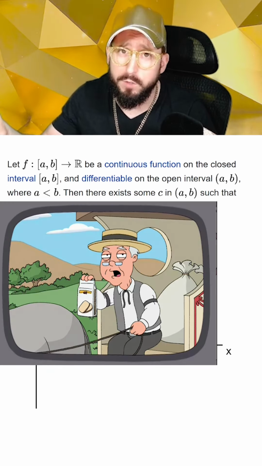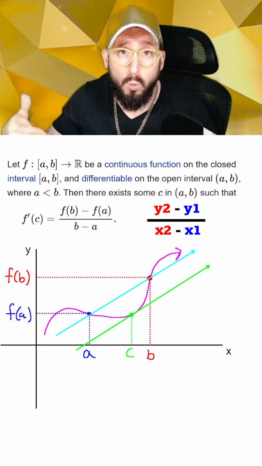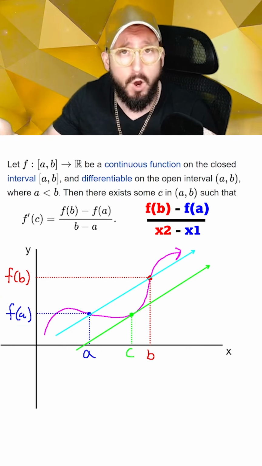Now, if we remember our equation for the slope between 2 points, that's just y2 minus y1 over x2 minus x1, which in this case is f of b minus f of a over b minus a.